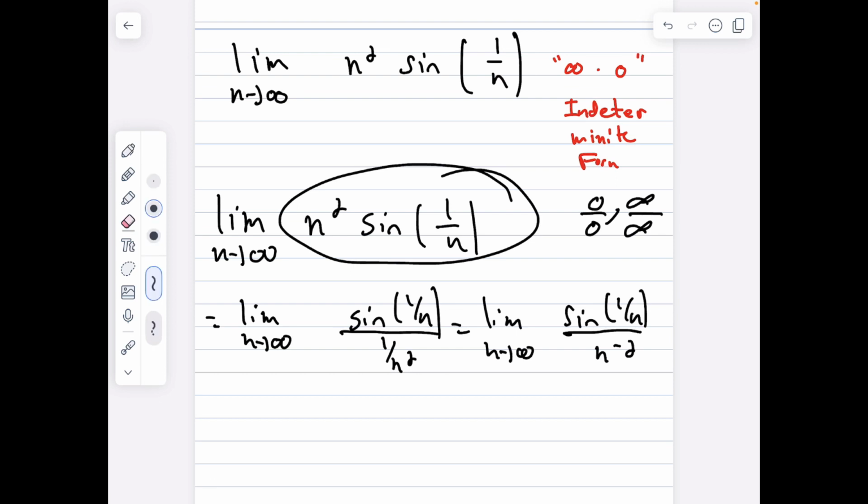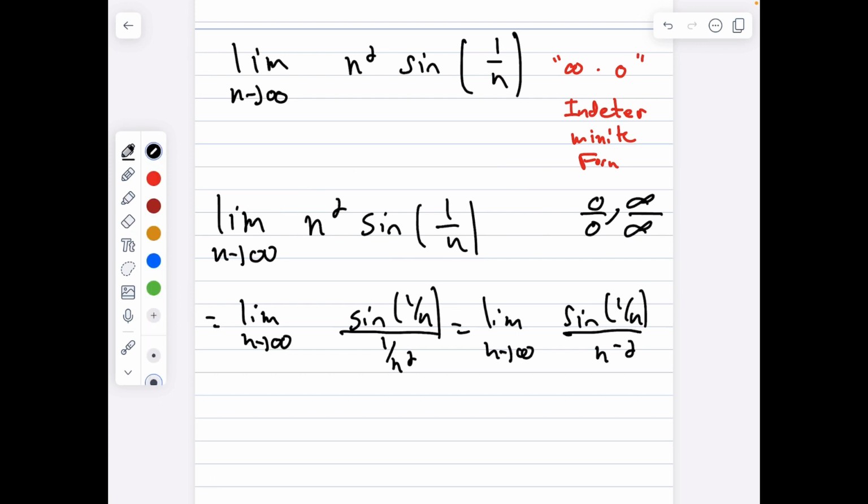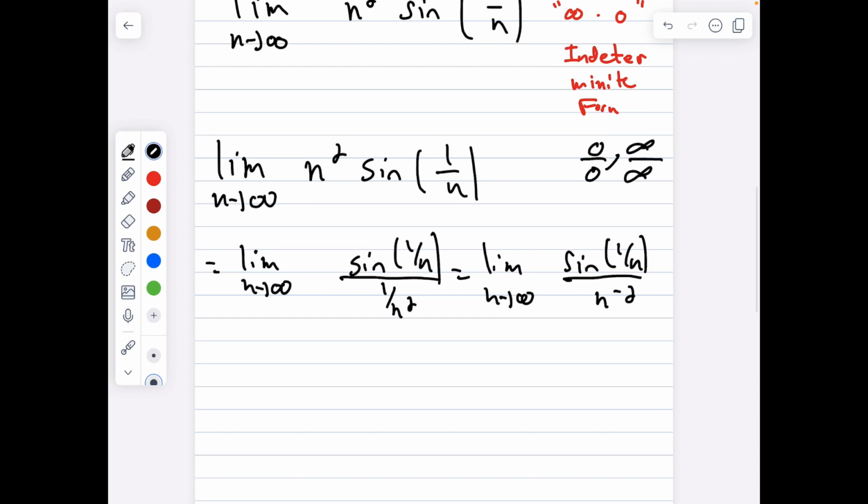Now, why am I doing that? Because when you have it in this form, sine of 1 over n over 1 over n squared, when you go to infinity, both the numerator and denominator go to 0. And then I can use L'Hopital's rule for that. So the trick, essentially, when you have infinity times 0 is you keep one of the factors on top, and then you divide the other by 1 and put it under the function you kept on top, or the sequence, excuse me.